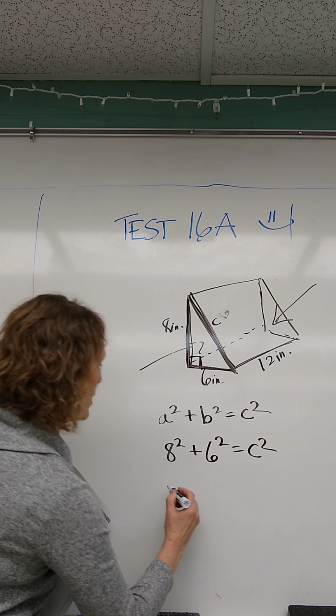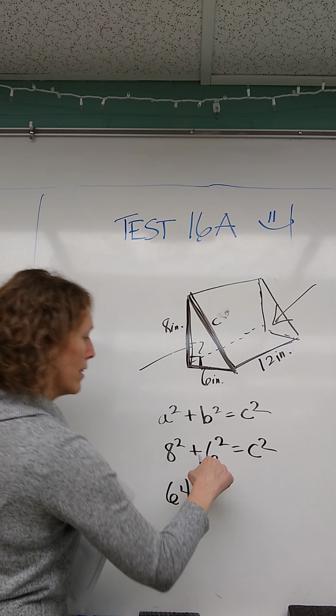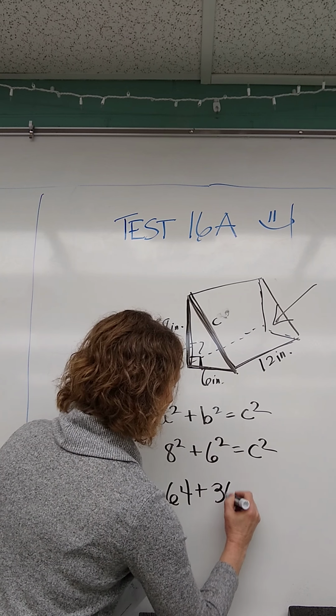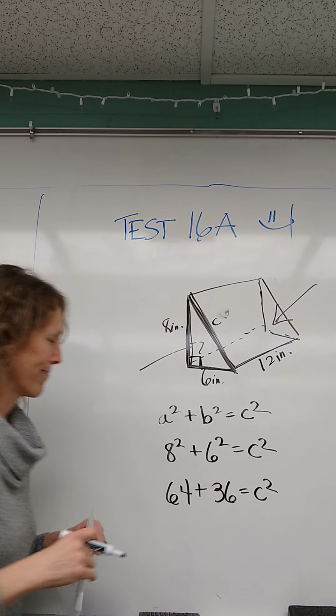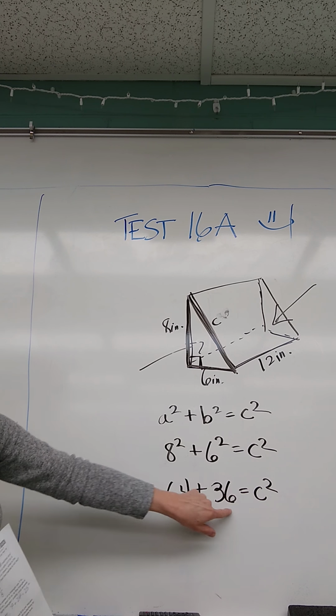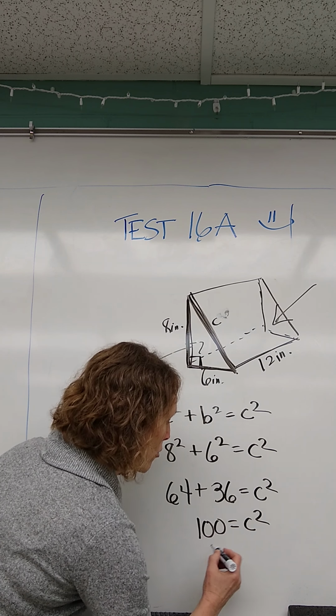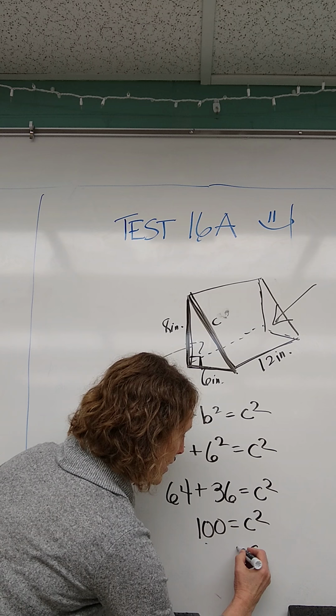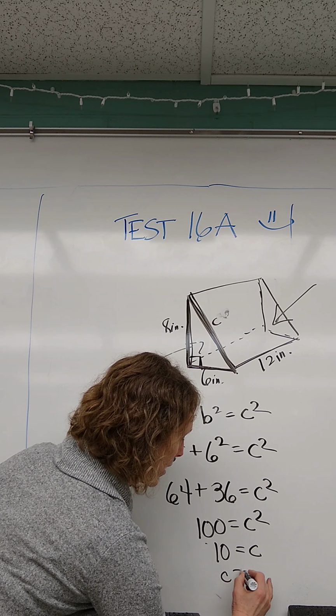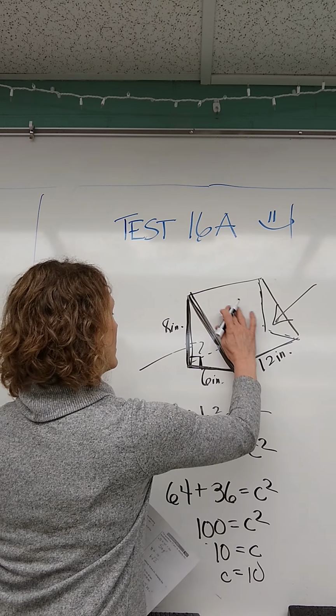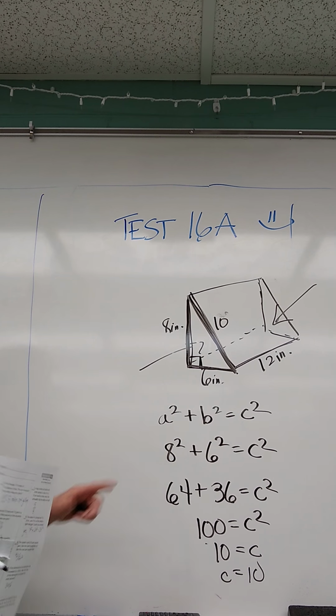You all know 8 times 8 is 64. 6 times 6 is 36. If you look at that, I bet you already know that's going to equal 100. 100 equals C squared, which means C is going to equal 10. We can write it either way. So the side here is 10 inches.